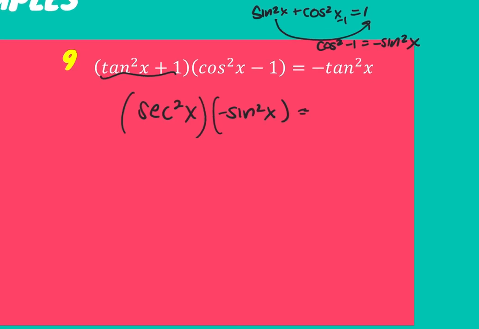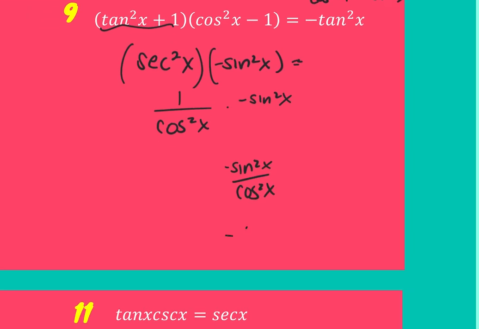Then secant becomes what? 1 over cosine times negative sine. And this becomes negative sine squared x over cosine squared x. You don't need that step, I would say. You could go straight to negative tangent. But if you write it, obviously it's not wrong. But I wouldn't take off if you didn't write that step.